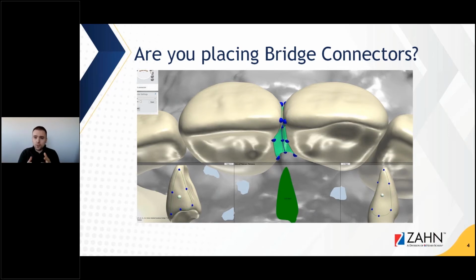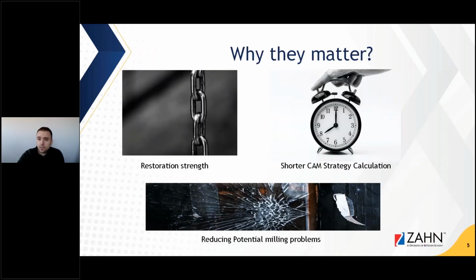So what you should do is choose a silhouette connector. That one starts with the most broad surface and tries to spread it around your contact area. We're going to go over why that really matters. It increases restoration strength, it decreases the CAM strategy calculation, and reduces potential milling problems of small burrs and small tools trying to reach areas that are unreachable simply because of the limitations of the tool diameter.